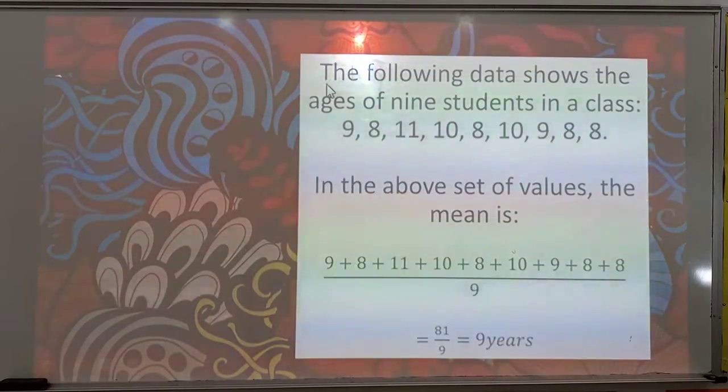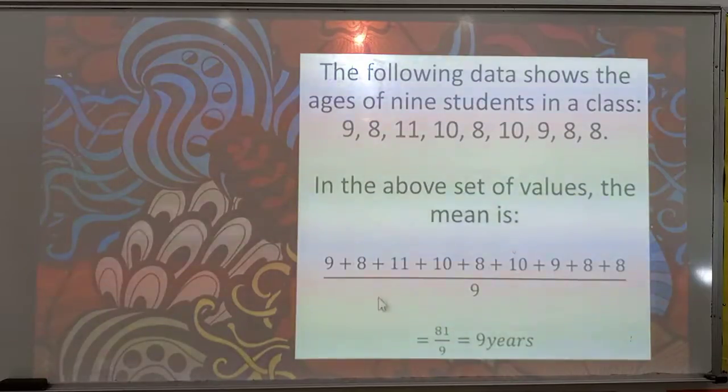Now, the example I gave at the start of the topic. The following data shows the ages of 9 students in the class: 9 years, 8 years, 11 years, 10 years, 8, 10 years, 9 years, 8 years, and 8 years. In the above set of values, what is the mean? The mean is the sum of all these numbers divided by the 9 students. So 9 plus 8 plus 11 plus 10 plus 8 plus 10 plus 9 plus 8 plus 8, divided by 9.